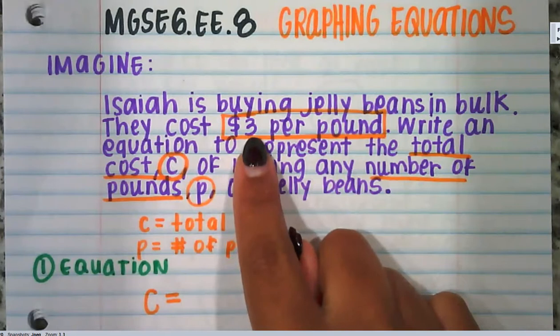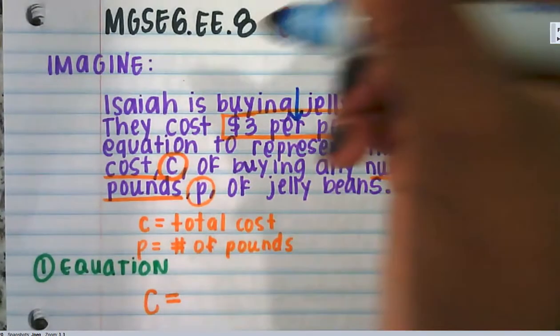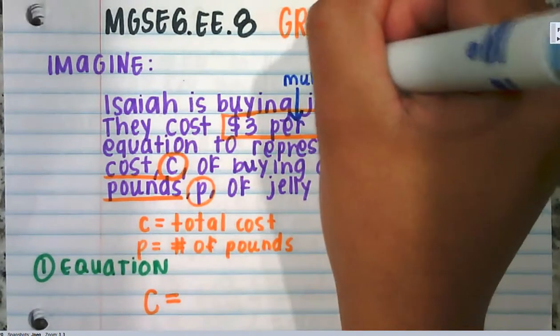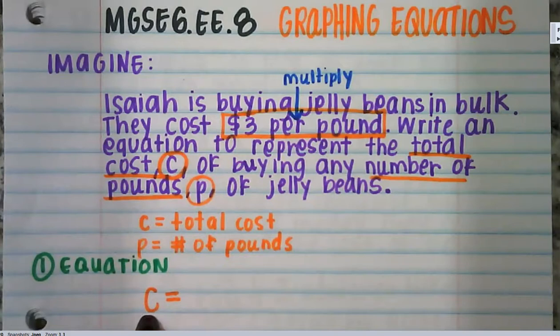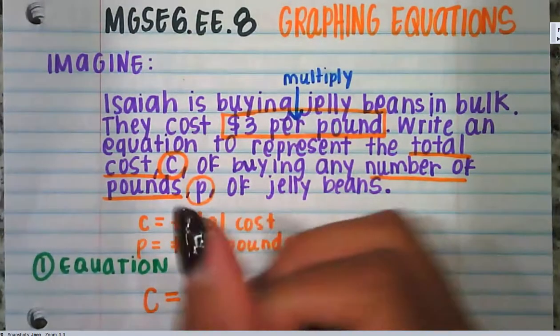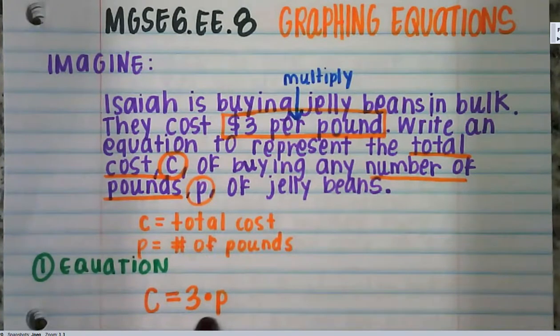So that tells me right here that we're probably going to have to do what operation? I'm thinking it's telling me I need to multiply. $3 per pound. So to find the amount we have to pay, we need to multiply our $3 times the number of pounds we purchase. So now, looking here, we have our equation.